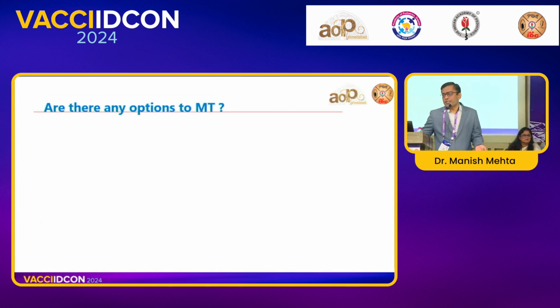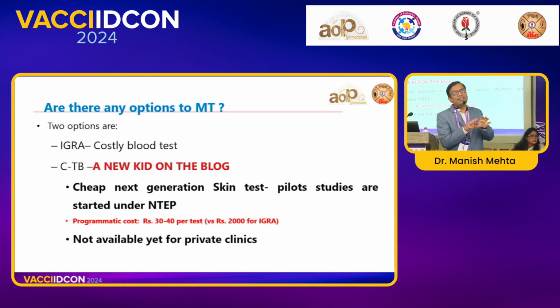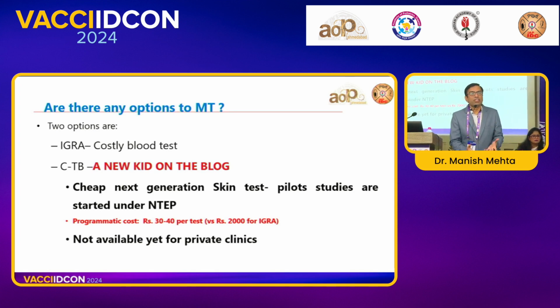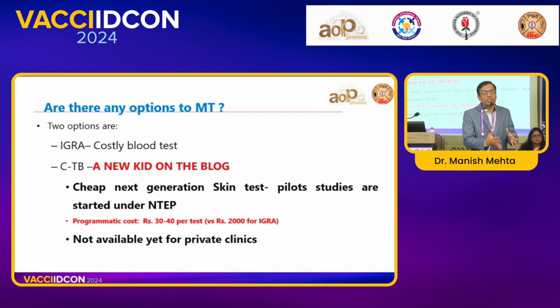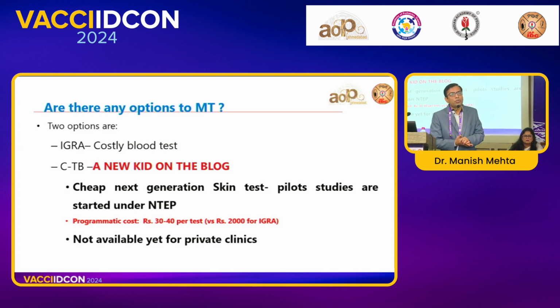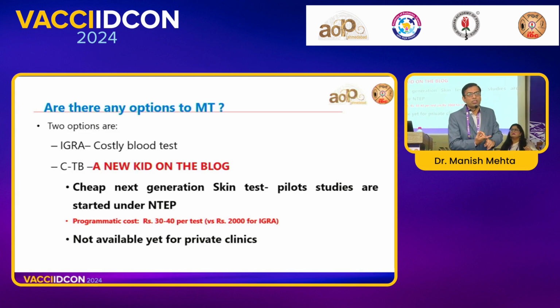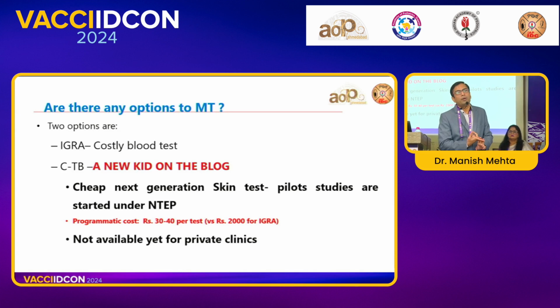There is one new test that is coming up, CTB, the new kid on the block. CTB is almost the same as the MT test, but it uses a specific antigen, so it is more sensitive and specific compared to the MT test. More than 5 millimeters is positive, same 0.1 ml intradermal. The cost of the test is very low, 30 to 40 rupees, so it is not very costly. Reading is again after 48 to 72 hours. But the problem which was there with MT, that HIV, malnutrition and immunodeficiency would affect your report, will not affect this test. So diagnosis will be better.